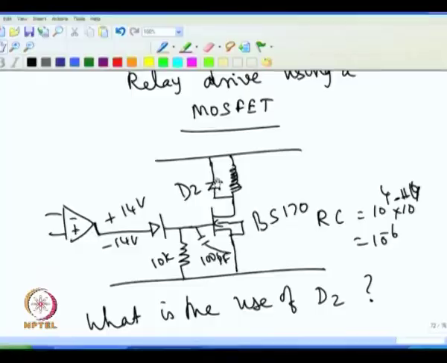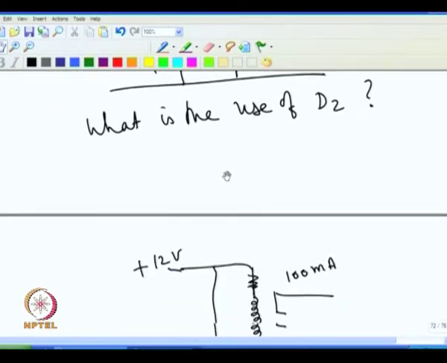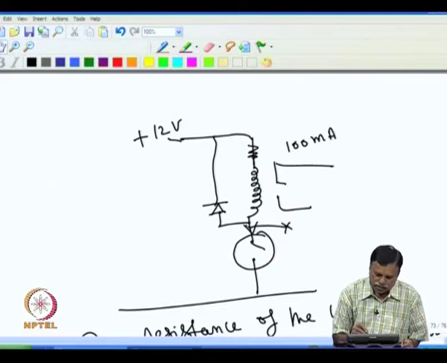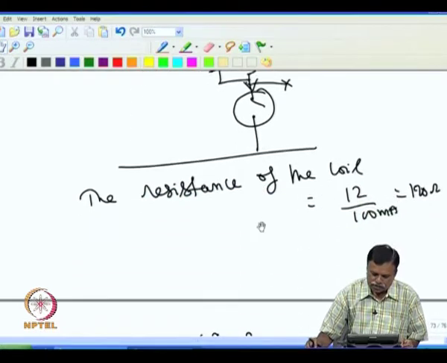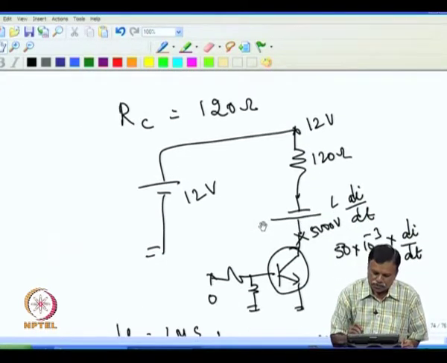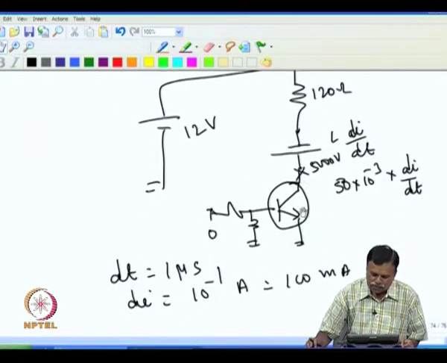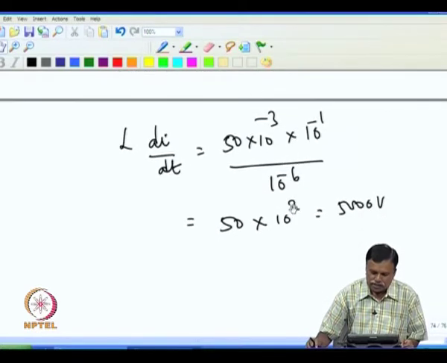Last class we were discussing relay drive using a MOSFET. We were discussing the use of this diode. In this connection we had shown that if a relay is switched off, then the current that is flowing through the inductor produces a noise spike of 5000 volt, because when the transistor is switched off, the current flowing through this is abruptly stopped. Then this L into dI by dt is induced here, and the induced voltage is 5000 volt, which is so high that it destroys the transistor.